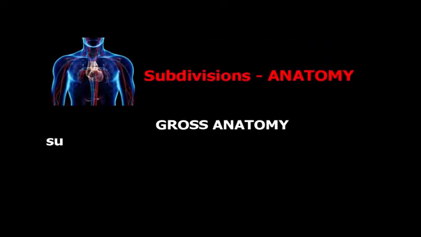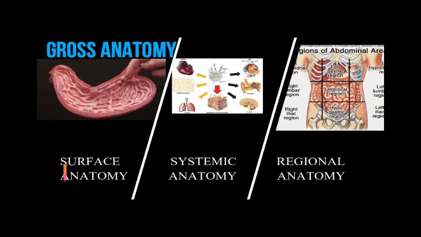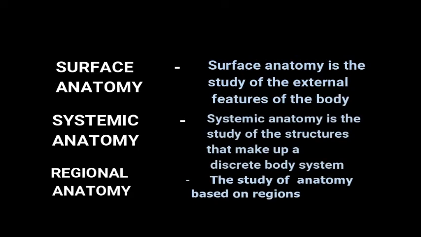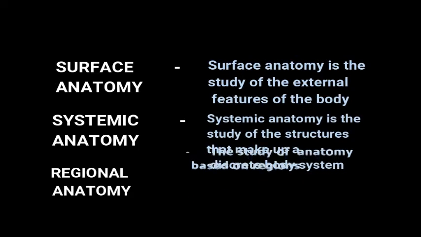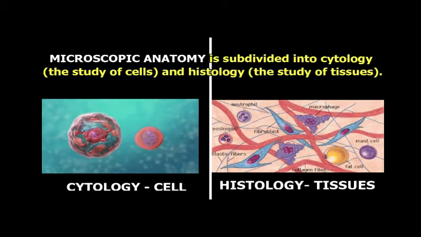Subdivisions. Anatomy: gross anatomy is subdivided into 3 different fields. Surface anatomy is the study of the external features of the body. Systemic anatomy is the study of the structures that make up a discrete body system. Regional anatomy is the study of anatomy based on regions. Microscopic anatomy is subdivided into cytology and histology.